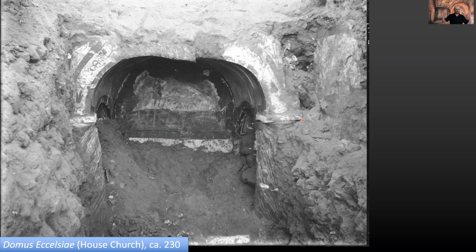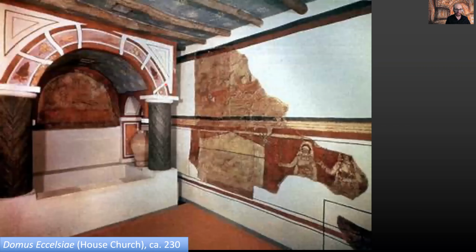You can see that it's just completely packed up with dirt and rubble. And this accounts for the very poor condition here. But this part right here is the baptistry itself. And you can see a figure here standing with a sheep on his shoulders.